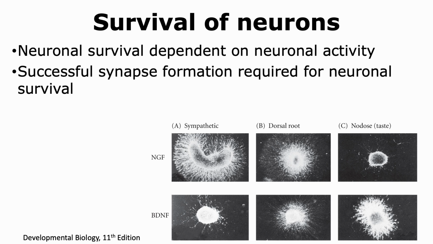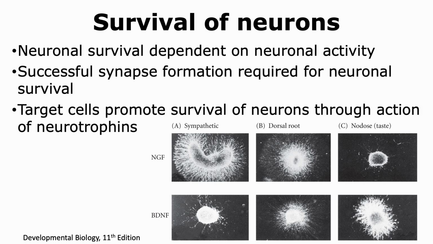So the successful synapse formation is required for neuronal survival. If we don't have a successful synapse formation and an electrical impulse that is being generated, the neuron will not survive. Target cells promote survival of neurons through the action of neurotrophins. So once a successful synapse is formed, the target cell can aid in the survival of the neurons by secreting or making the neurotrophins. This is what is seen in this figure.